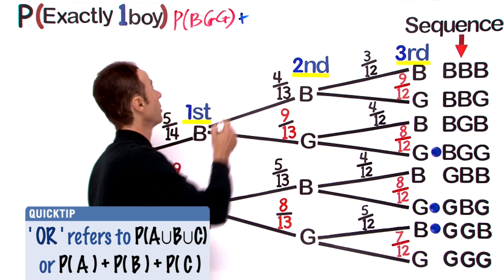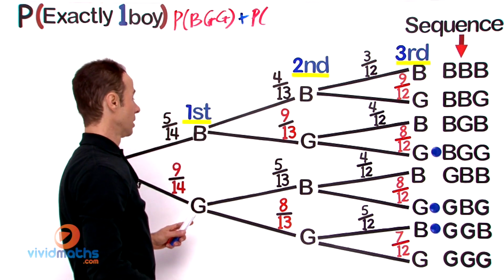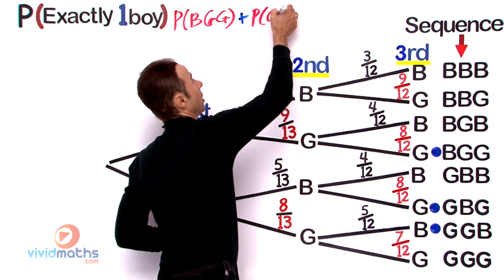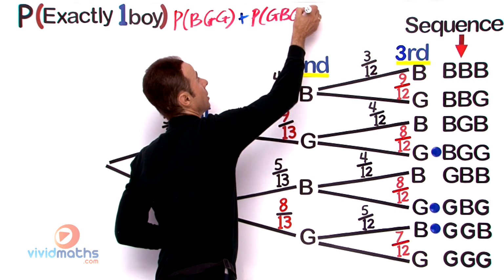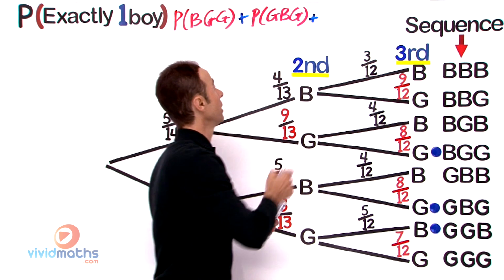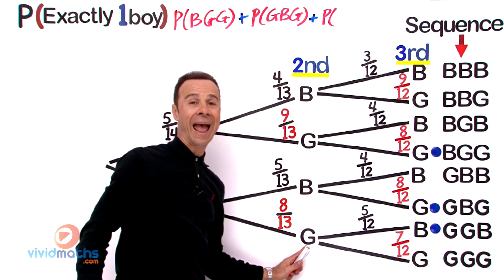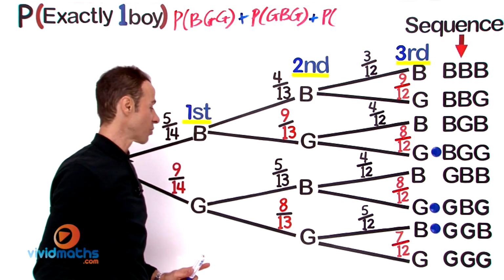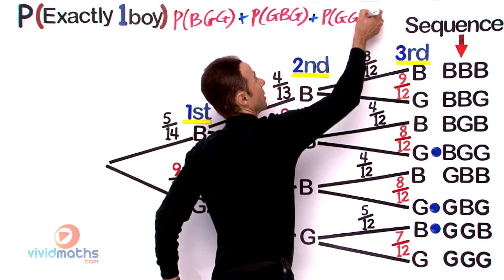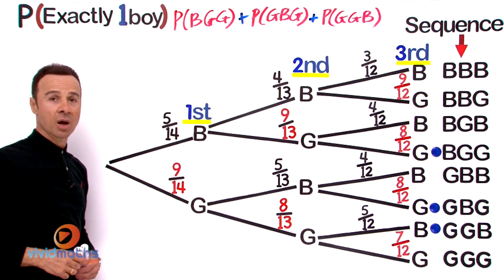we could have the probability of a girl, boy, then girl. So let's have girl, boy, then girl. And finally, we could have the probability of girl, girl, and boy across there. So let's write them out. Girl, girl, and boy. Okay, let's write out each respective individual probability.